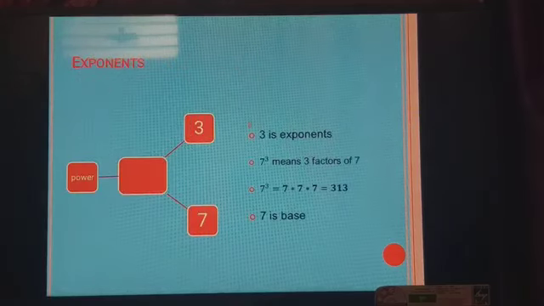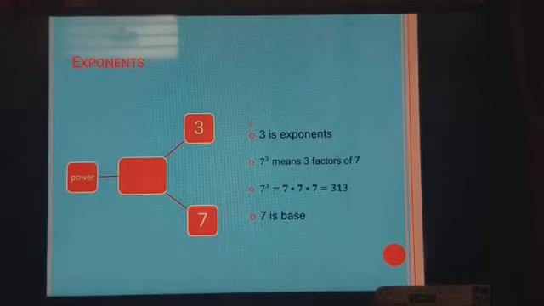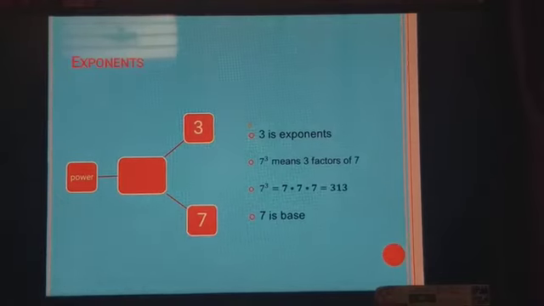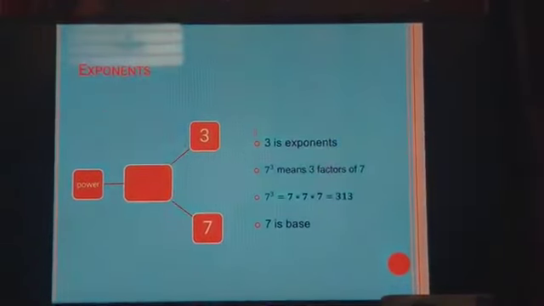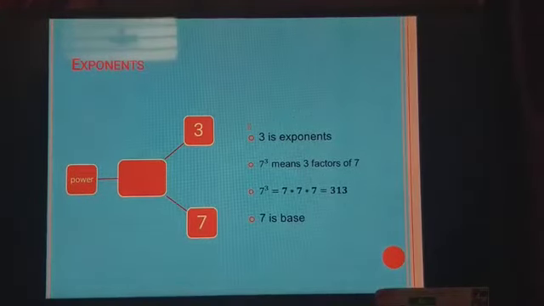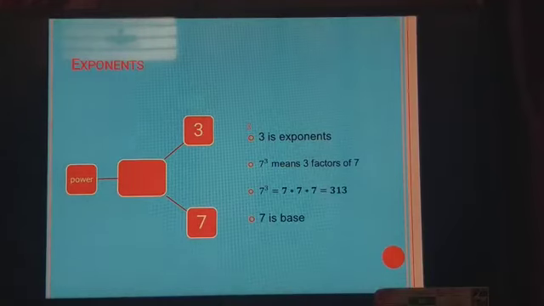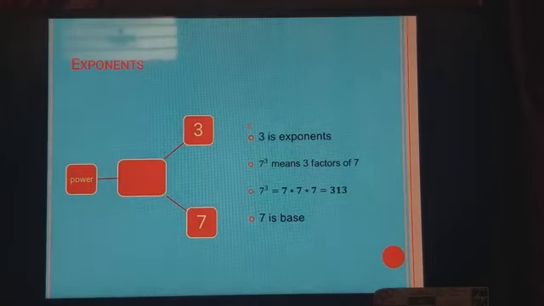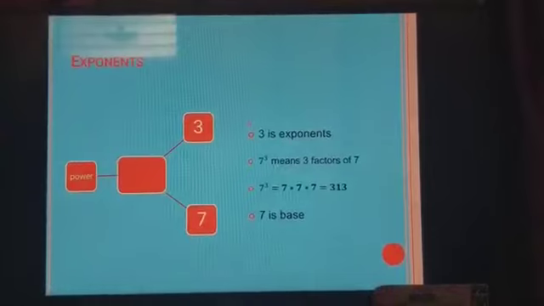For that we have to understand what powers are. 7 to the power 3 means 3 factors of 7. We say it 7 raised to 3. Here the base is 7 and it is raised to 3, so 3 is the exponent and 7 raised to 3 is called the power. What does 7 raised to 3 mean? 7 raised to 3 means 3 factors of 7.